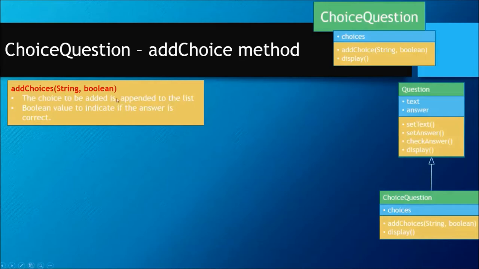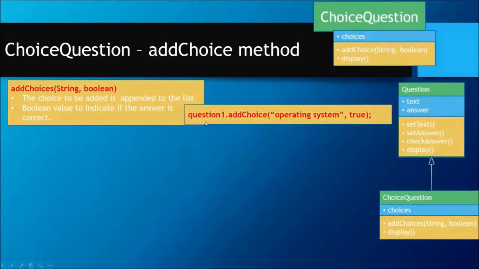This is the diagram that explains the hierarchy of our superclass and subclass. Now when we add choices, keep in mind the choice to be added is appended to the list. We have learned about ArrayList before, so every time we add a new choice, it's going to append it to the bottom of the list. And you need a boolean value to indicate if your answer is correct or not. That's why we have two parameters. One is of type String, that could be a choice, and the second one is of type boolean, that could be either true or false. Here's an example: question1.addChoice("operating system", true). So this is a string, this is the choice, and we are saying that this is the true choice, the correct choice.